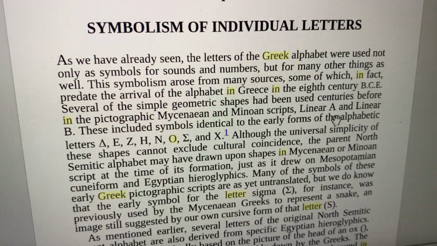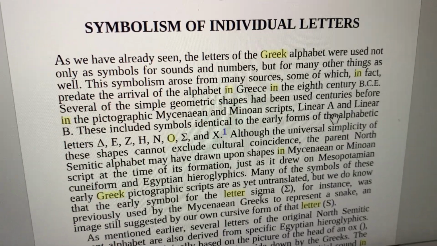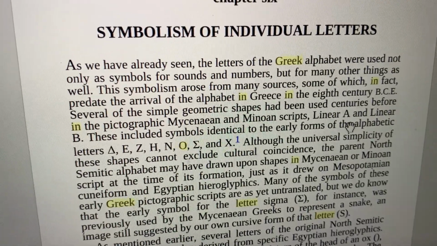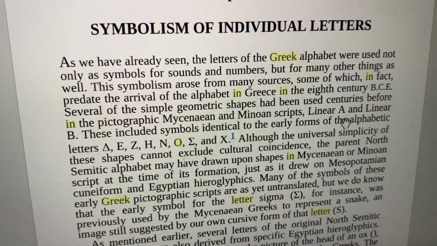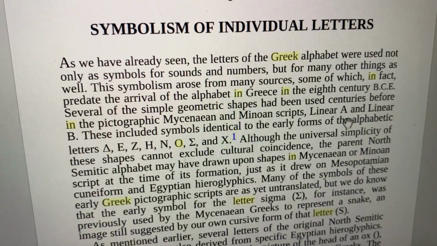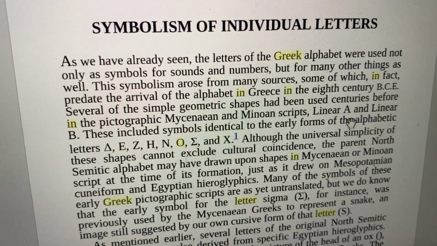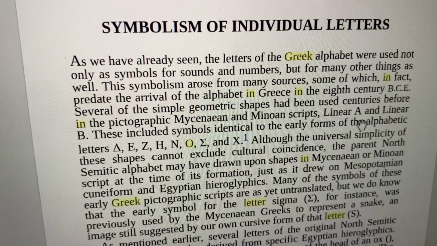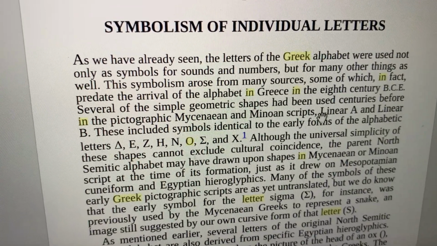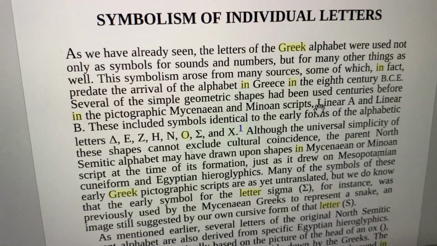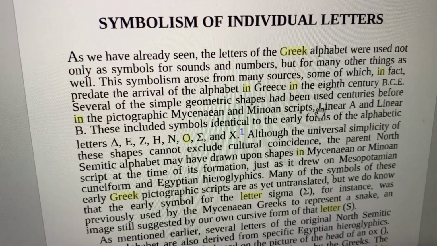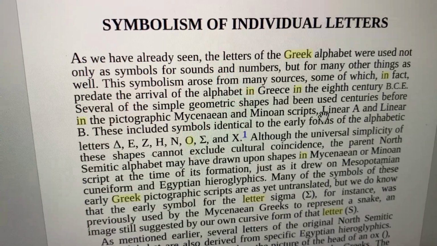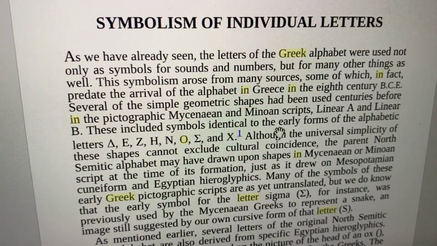I know a lot of you have heard of Jewish mysticism when it comes to the Kabbalah, but what about Greek? Same thing. As we have already seen, the letters of the Greek alphabet were used not only as symbols for sounds and numbers, just like Hebrew, but for many other things as well. So a lot of people don't realize that these are symbols, and you don't have to know what it means for it to resonate with you. You don't have to read the language. So let's keep going on.